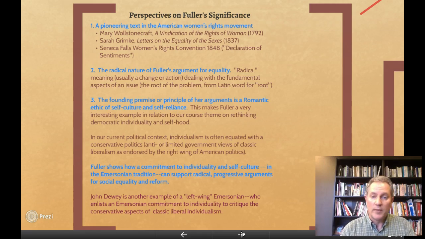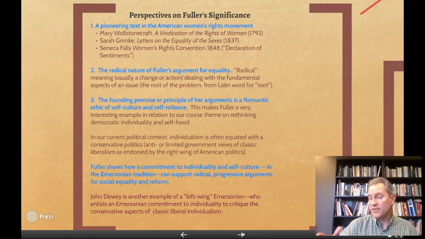for women's equality. In America, the Grimke sisters, Angelina and Sarah Grimke, who were Quakers living in South Carolina, and their families were slaveholders, they wrote important works, both abolitionist texts and women's rights texts in the 1830s.